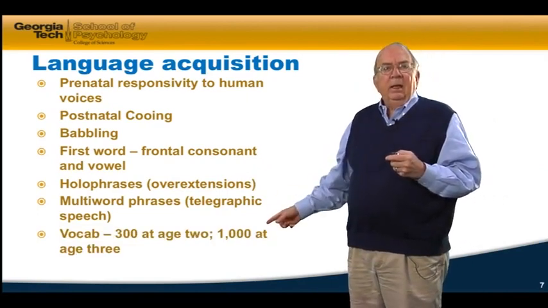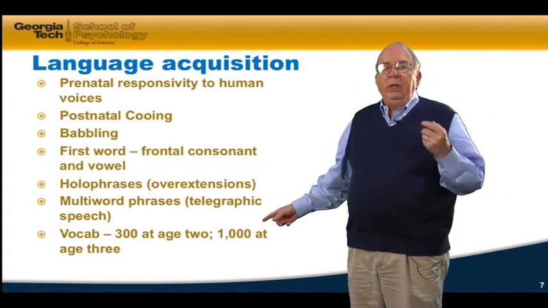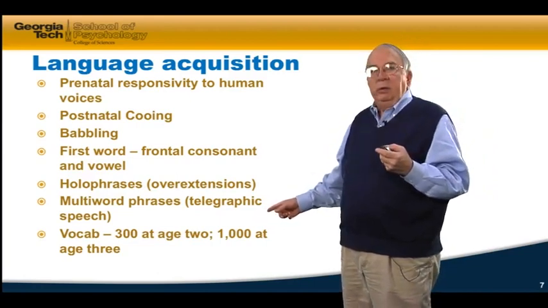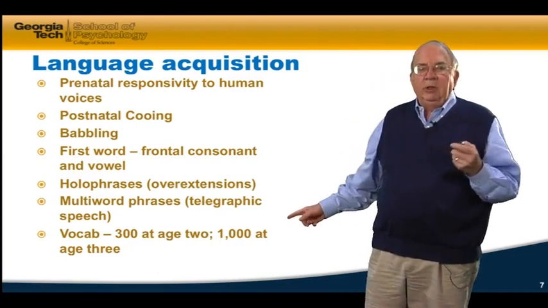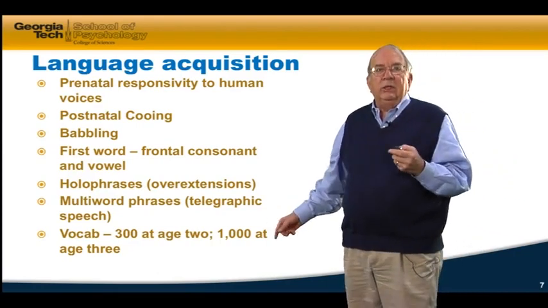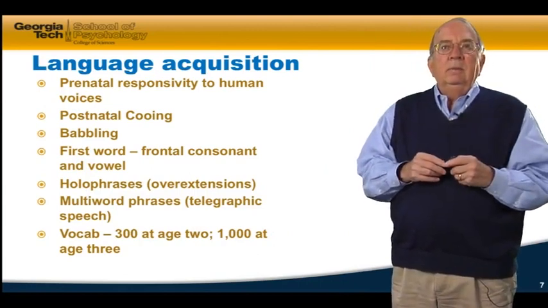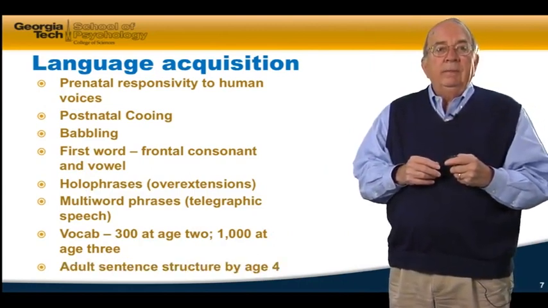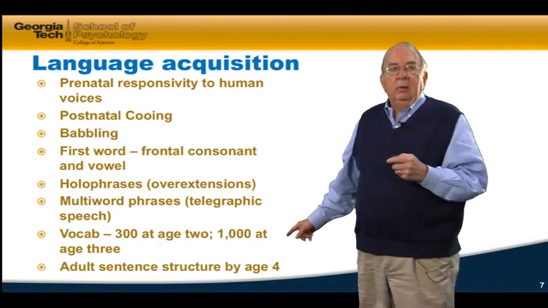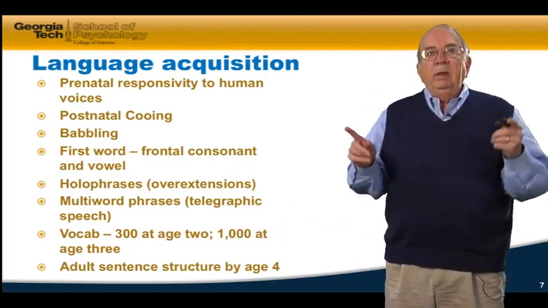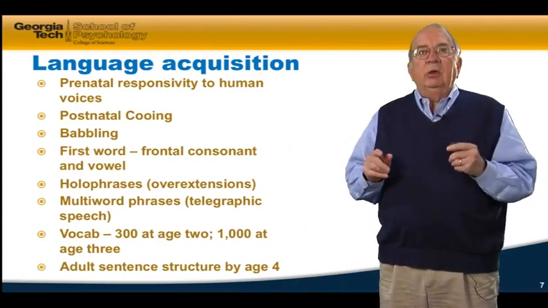And then between 2 and 3, we really develop vocabulary. At age 2, it's usually about 300 words, and at age 3, it's up to 1,000 words. So very quickly, we're acquiring a vocabulary of words. And then at age 4, we have adult sentence structure. So very quickly, we learn the basic grammatical structure of language.